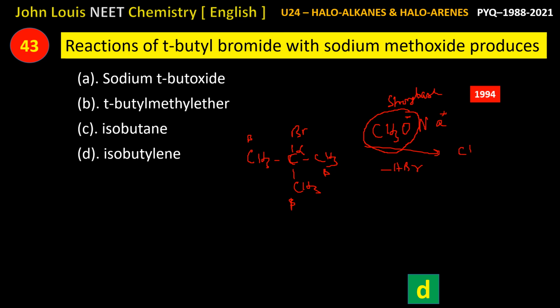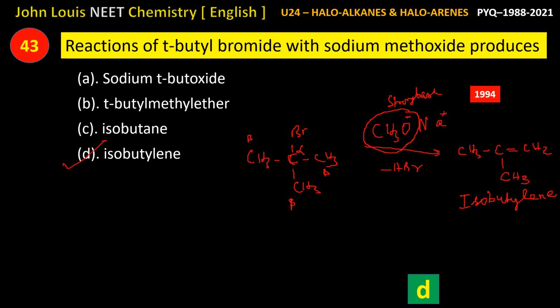Therefore, what will you get? CH3, C, double bond, CH2, because this hydrogen and Br are eliminated and this CH3 remains. So this is isobutylene. Is there any product by name isobutylene here? Yes, option D is isobutylene. Therefore, this could be the correct answer.